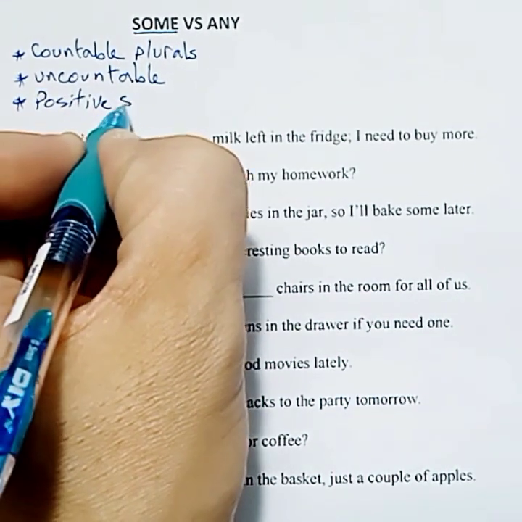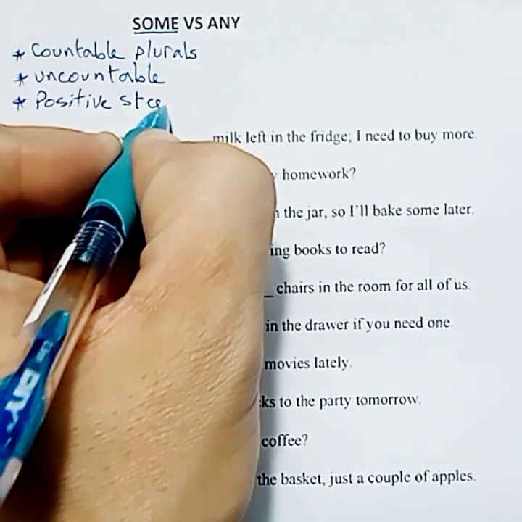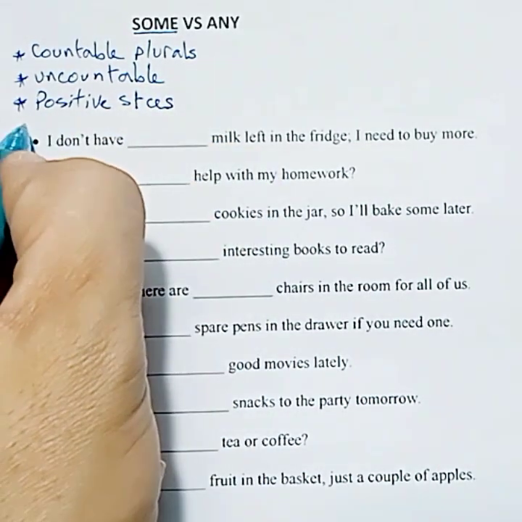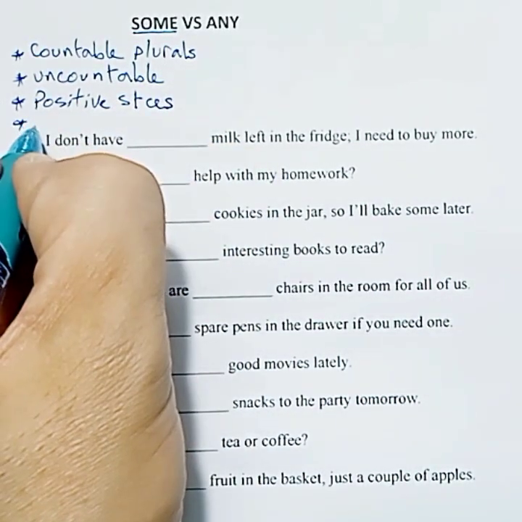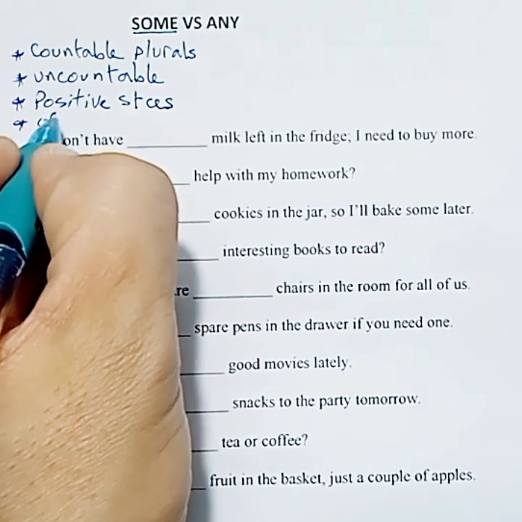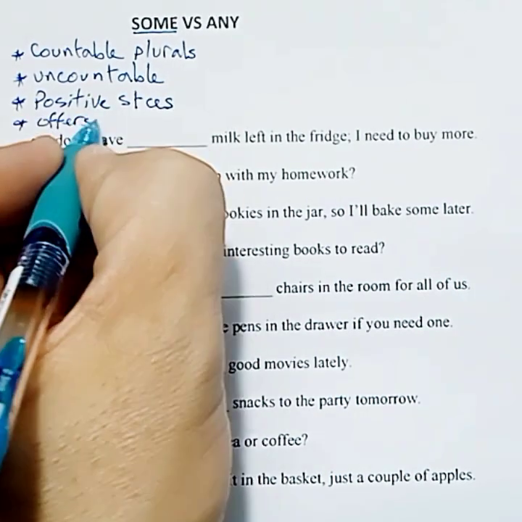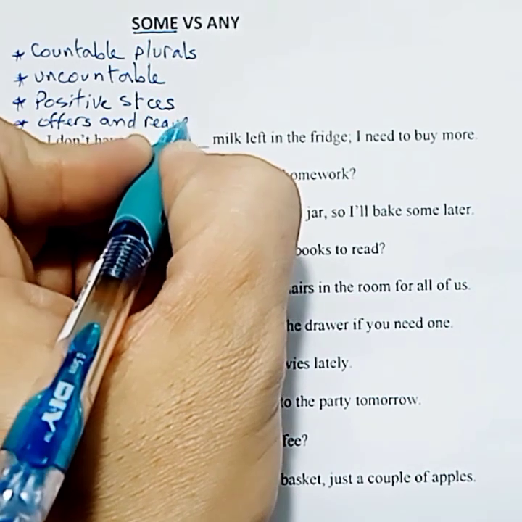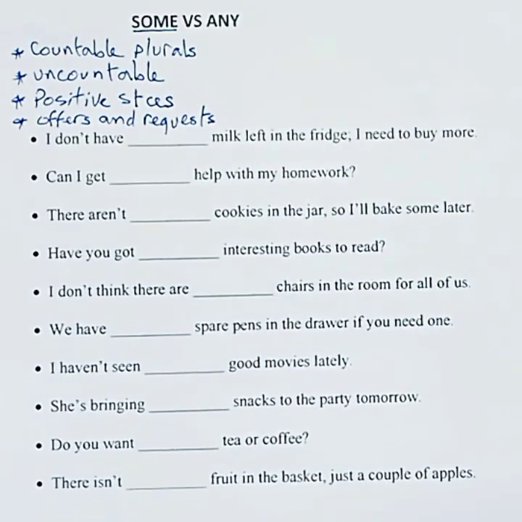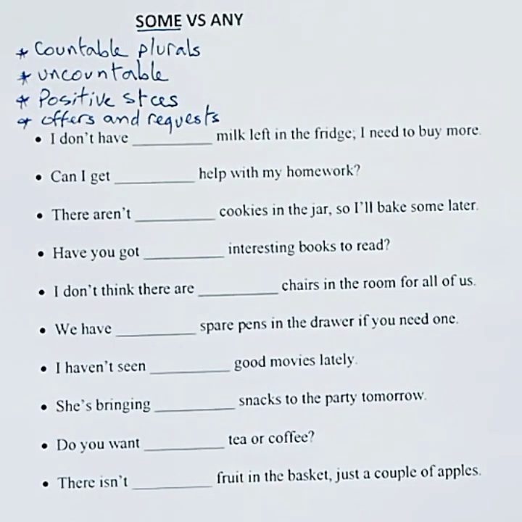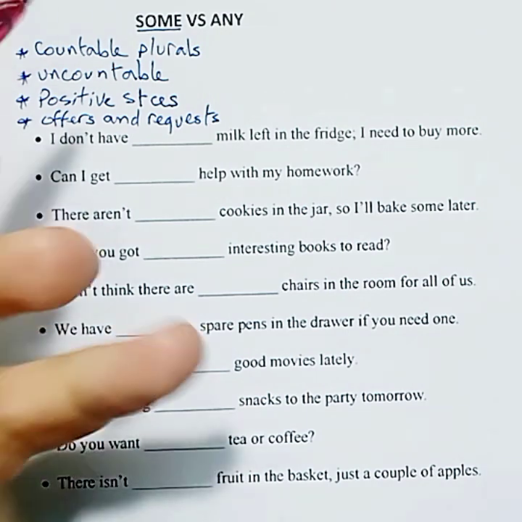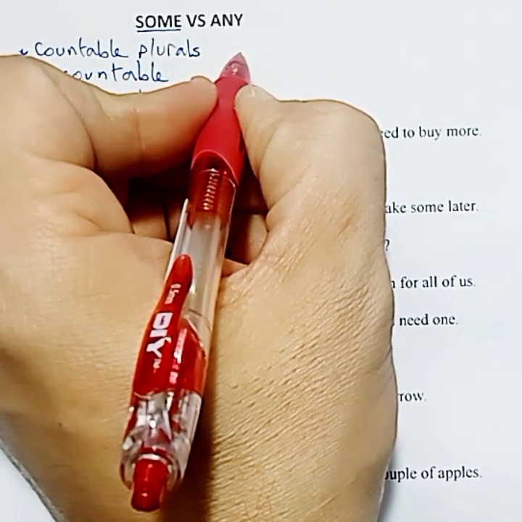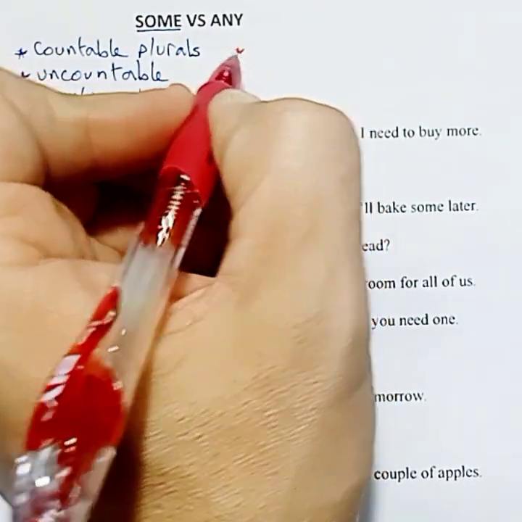Number 3, it is used with positive sentences. So the sentence must be positive. It can be used with questions. However, they must be offers or requests. You offer something or you request something. They are not used with negative sentences. Okay?